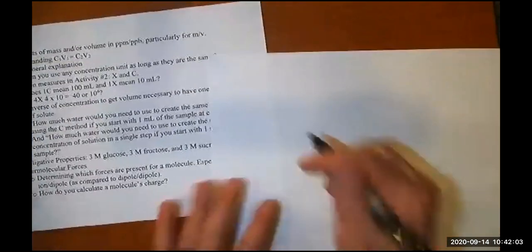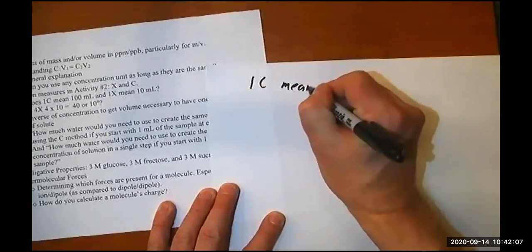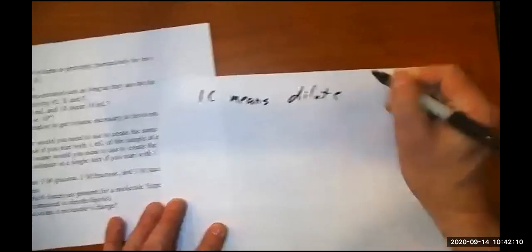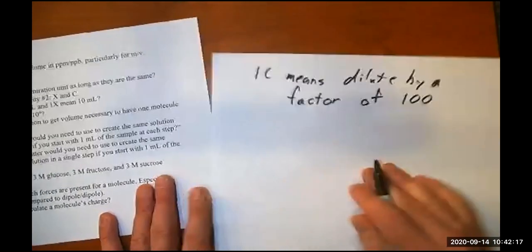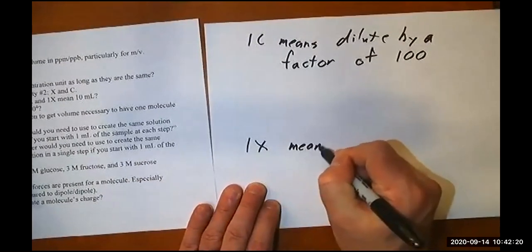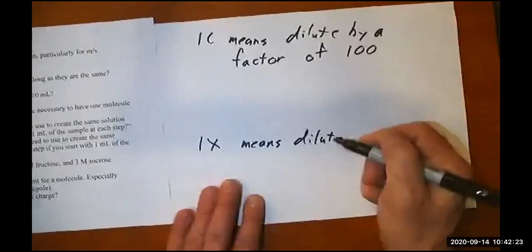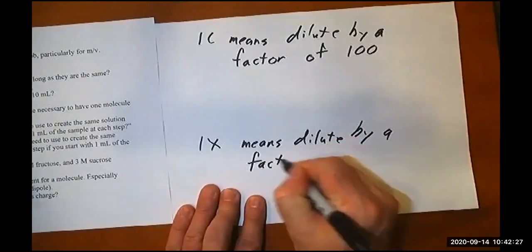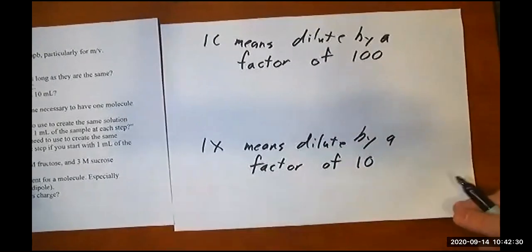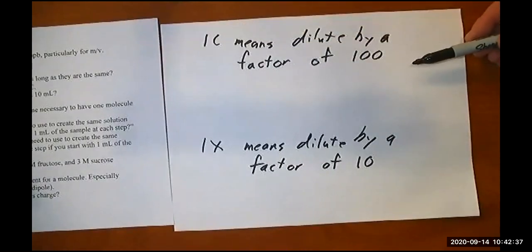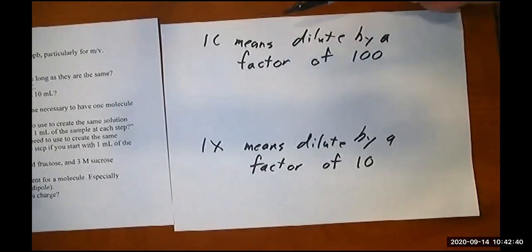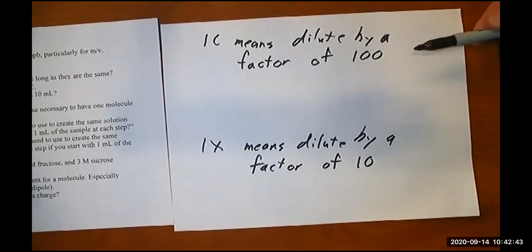No. 1C means dilute by a factor of 100, and 1X means dilute by a factor of 10. So if you start with 1 milliliter, then 1C means you dilute it to 100 milliliters. But if you started with 5 milliliters, you would dilute it to a final volume of 500 milliliters. Okay? So it's the factor by which you are diluting.